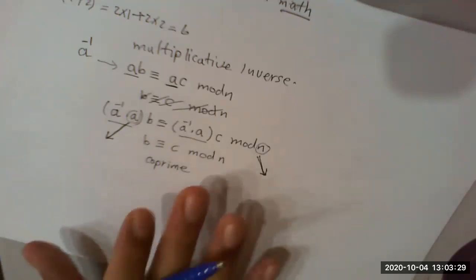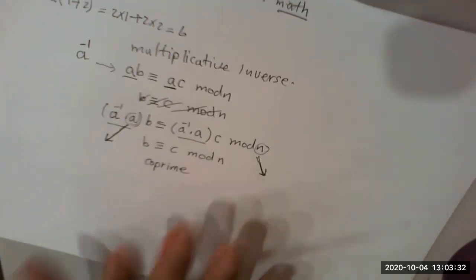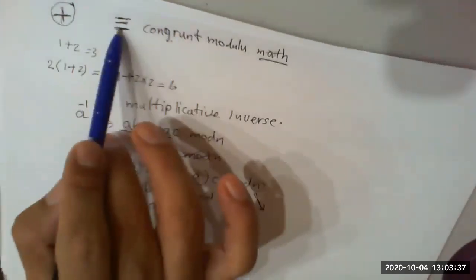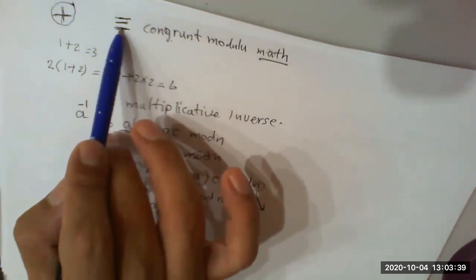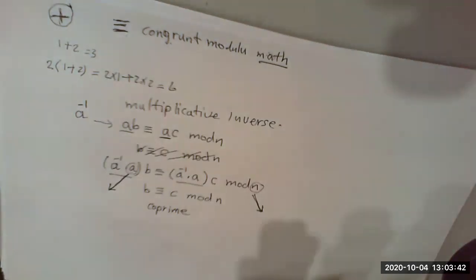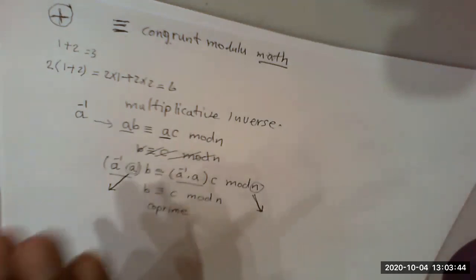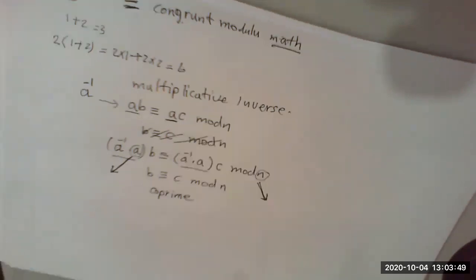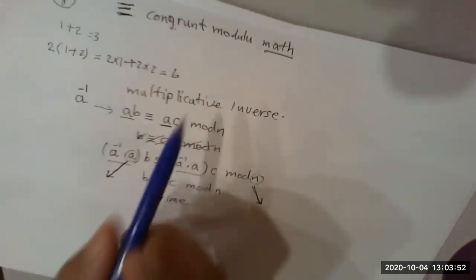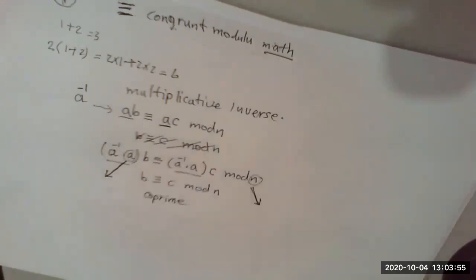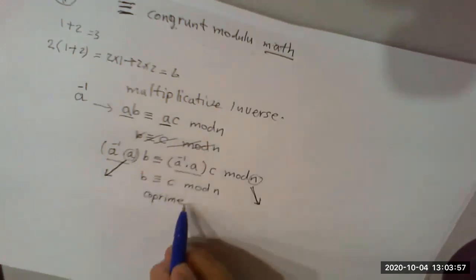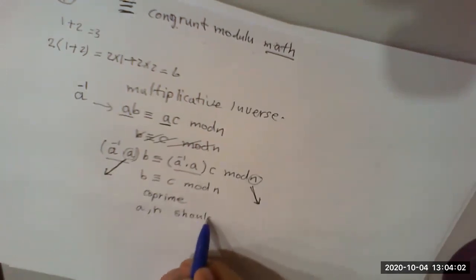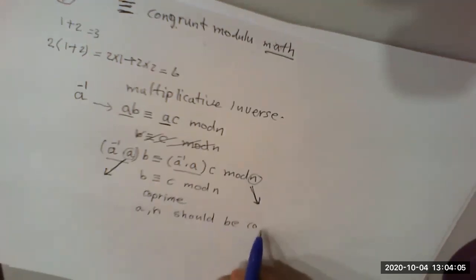So, what I'm talking about is that for congruence, I can have a multiplicative inverse, but it is not general. The additive inverse is done generally and it works. But for a multiplicative inverse modulo a number, there is one condition: A and N should be co-prime.